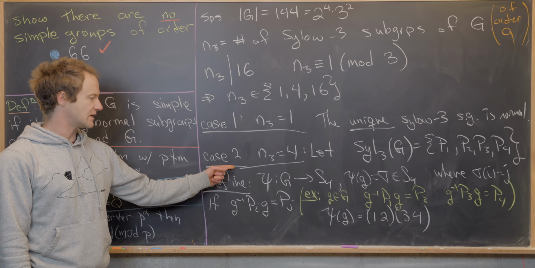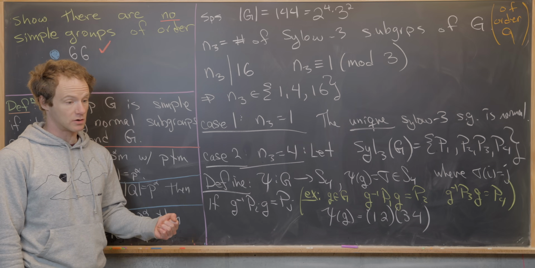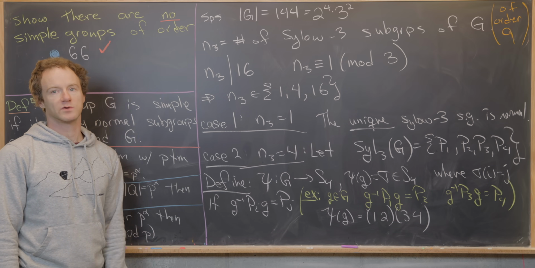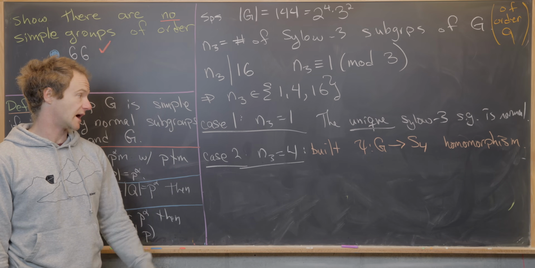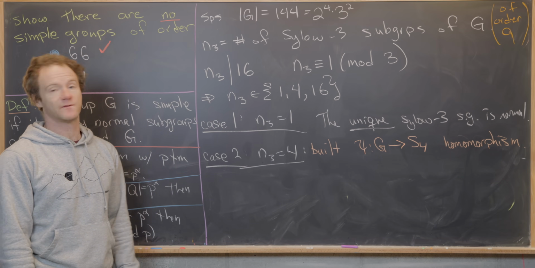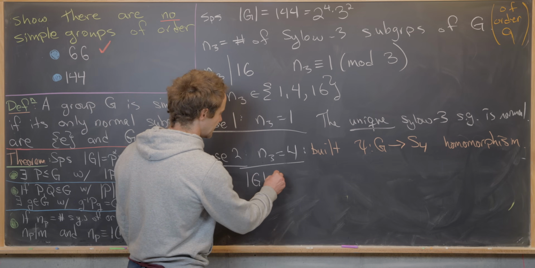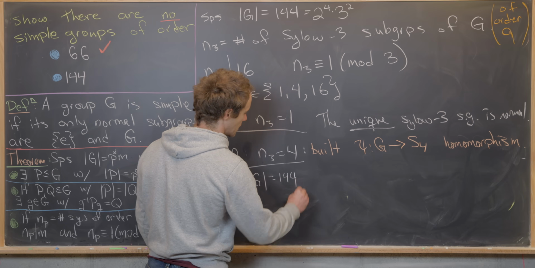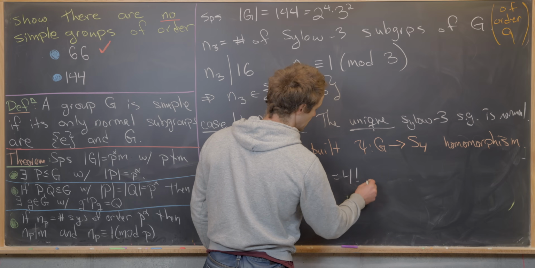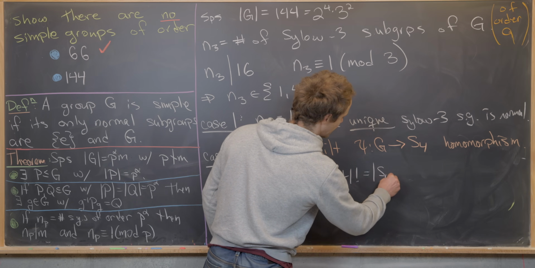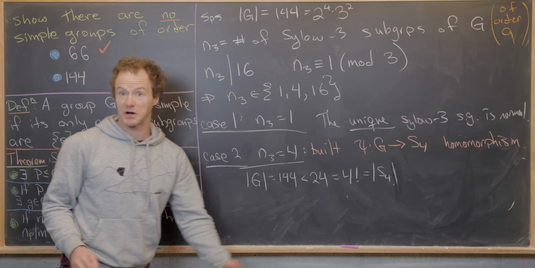Okay, so let's maybe get rid of this, and then we'll show that that homomorphism has a kernel, and kernels are always normal. On the last board, we built a homomorphism, which we called psi, from G to S4. Next, I want to notice that the order of G is equal to 144, which is less than 24, which is equal to 4 factorial, which is equal to the order of S4. So again, that's just by comparing numbers.